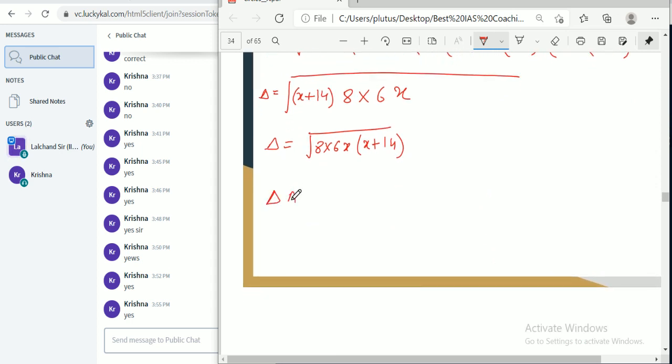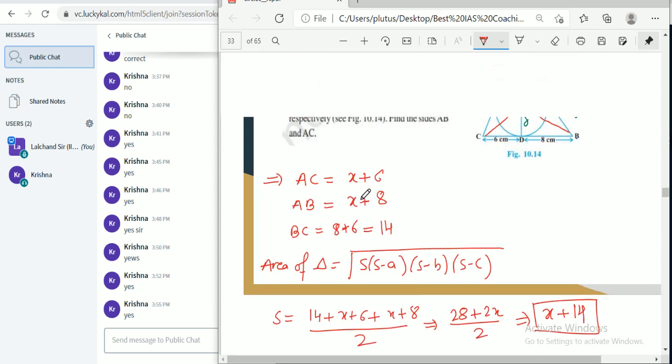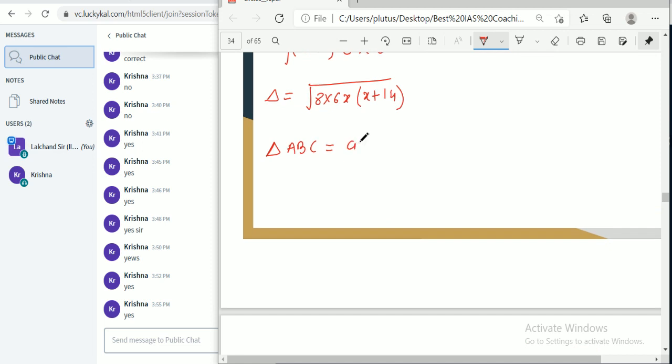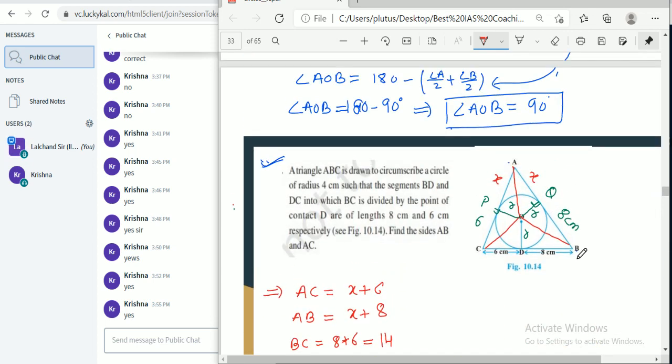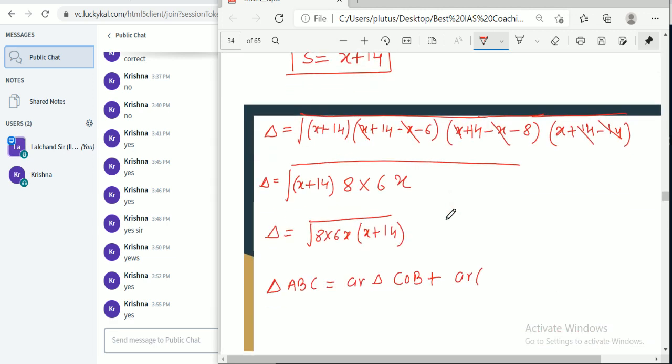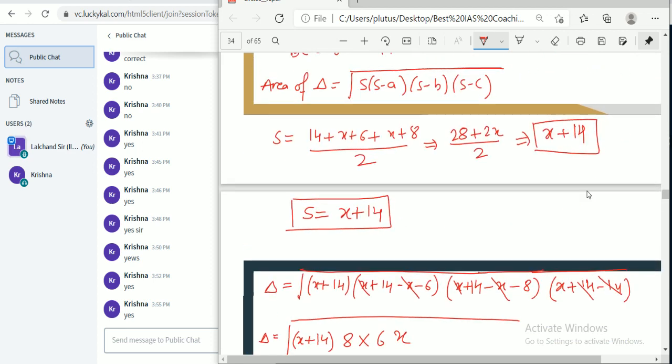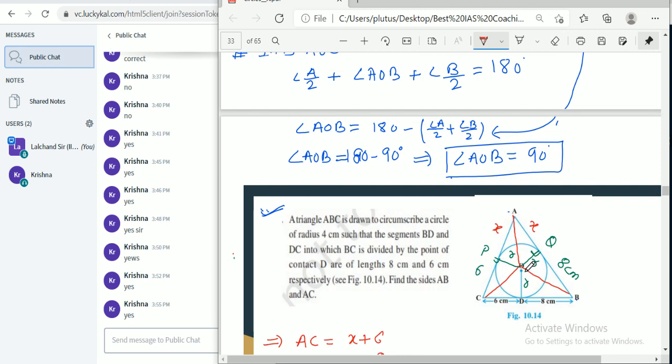Okay, so we can say area of triangle ABC is also equal to area of triangle COB plus area of triangle BOA, this triangle, plus area of triangle AOC.